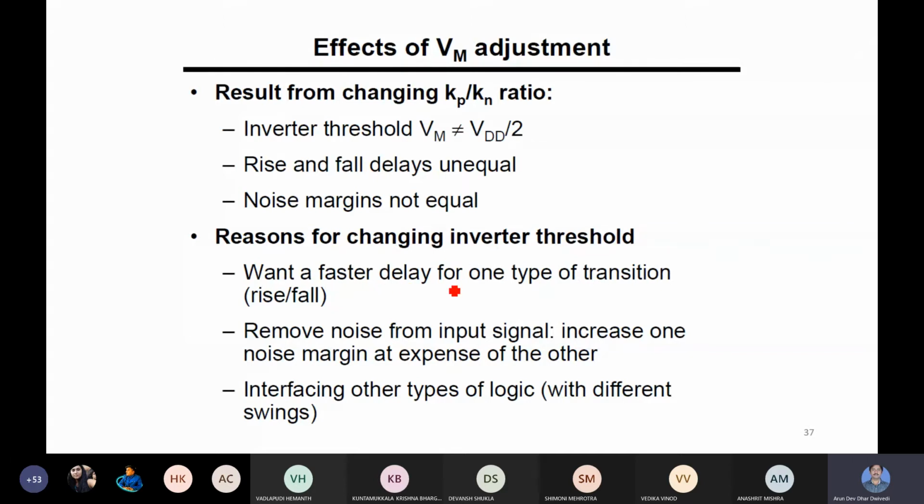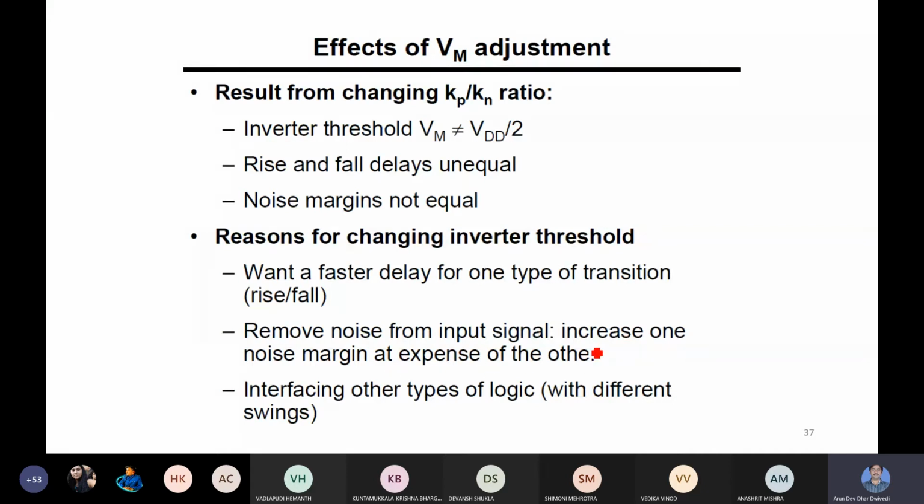Sometimes we want a faster delay for one type of transition, like rise time you want small, or fall time you want small in comparison to rise time. Whatever, depending on the requirement, you can modify. Also, removal of noise from the input signal increases one of the noise margins at the expense of the other.